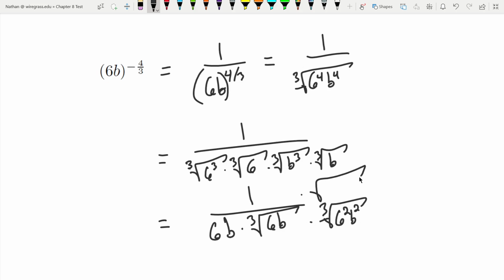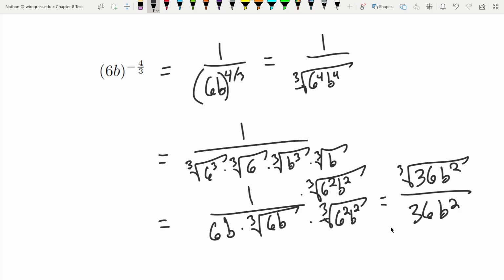So on the numerator, I have to do the same thing. So it's going to give me the cube root of 6 squared is 36, b squared just b squared. And then here I'm just going to get 6b. 6b times 6b is 36b squared. And you could say that is simplified.